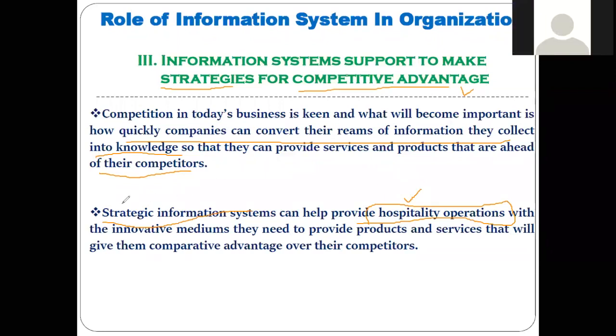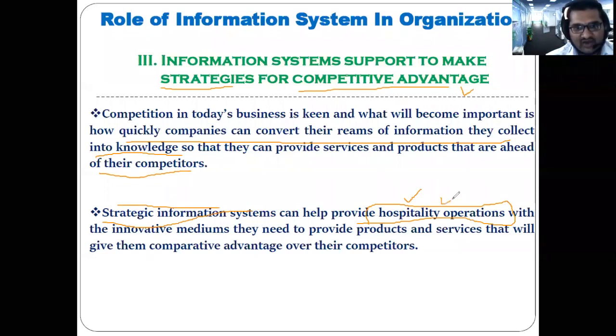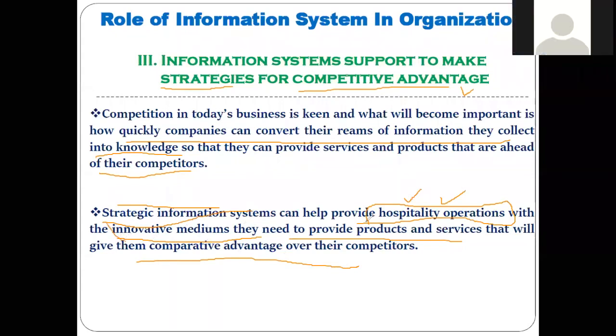So this kind of strategic information system is being utilized nowadays in the hospitality operation with various kinds of innovative mediums, which need to provide the product and services that will give them the comparative advantage over their competitors. Now what we have to discuss here: what do we mean by hospitality operations with the innovative mediums? That is our next point of discussion.